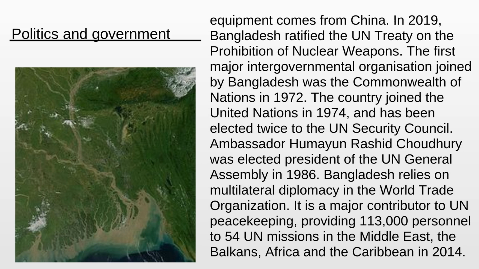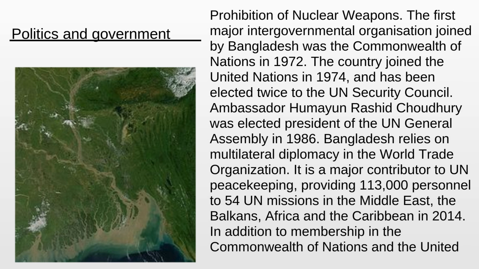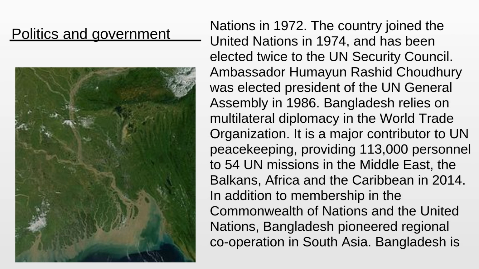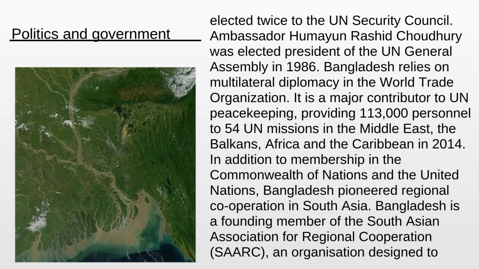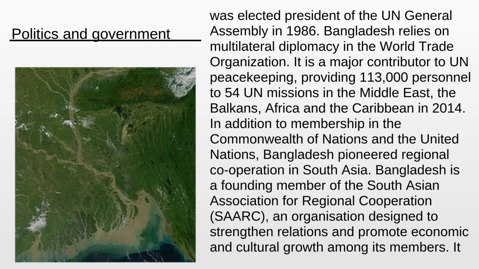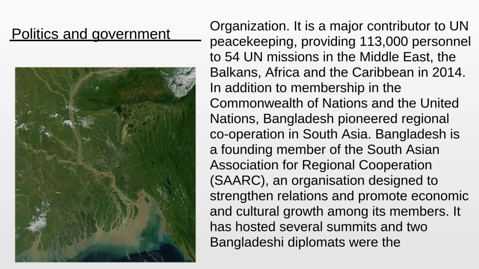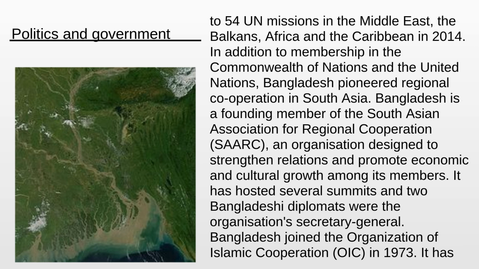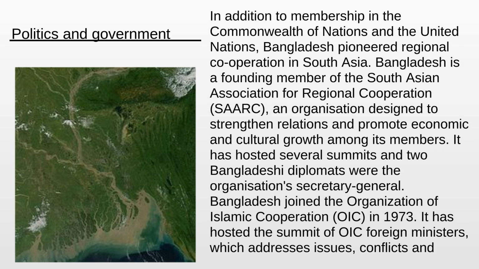In 2019, Bangladesh ratified the UN Treaty on the Prohibition of Nuclear Weapons. The first major intergovernmental organization joined by Bangladesh was the Commonwealth of Nations in 1972. The country joined the United Nations in 1974, and has been elected twice to the UN Security Council. Ambassador Humayun Rashid Chowdhury was elected President of the UN General Assembly in 1986. Bangladesh relies on multilateral diplomacy in the World Trade Organization. It is a major contributor to UN peacekeeping, providing 113,000 personnel to 54 UN missions in the Middle East, the Balkans, Africa and the Caribbean in 2014.